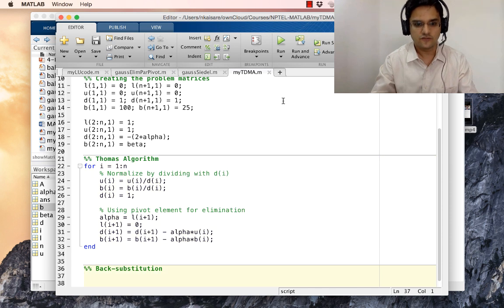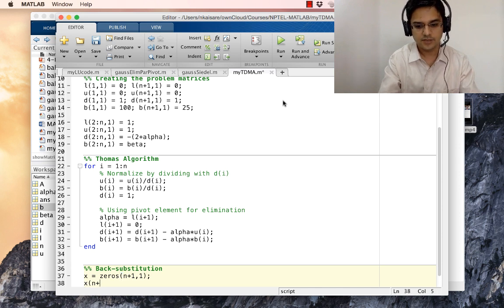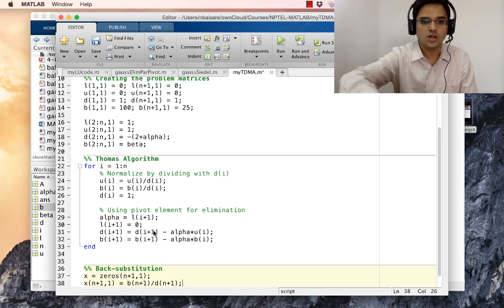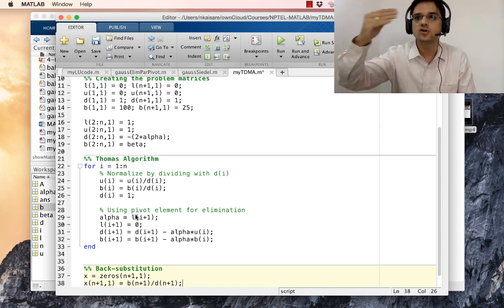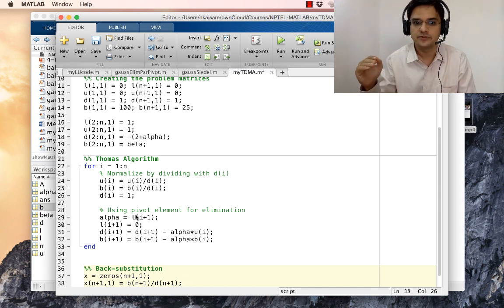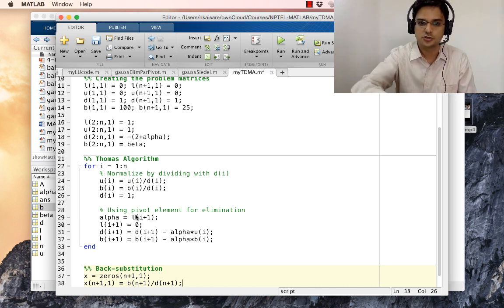So the first step is to say x equal to zeros(n+1, 1), and x(n+1, 1) is going to be equal to b_n+1 divided by d_n+1. Why do we need to divide by d_n+1? Because all these things we have done only until row number 10. Row number 11 we have not yet divided by the pivot element, so we need to do that in the back substitution step.